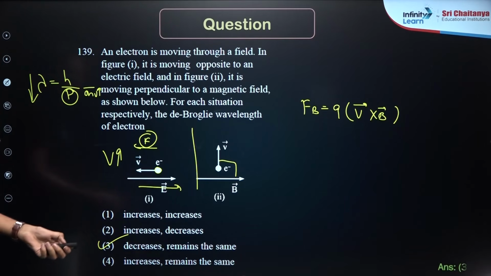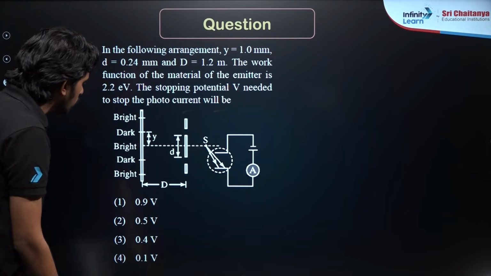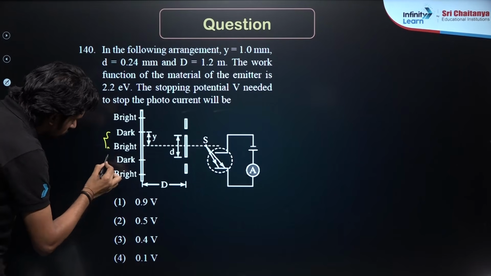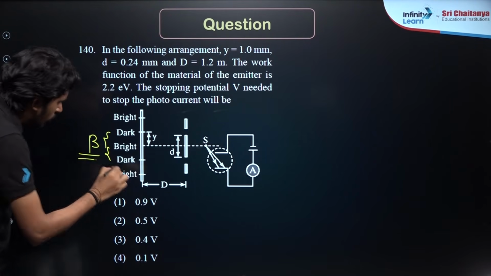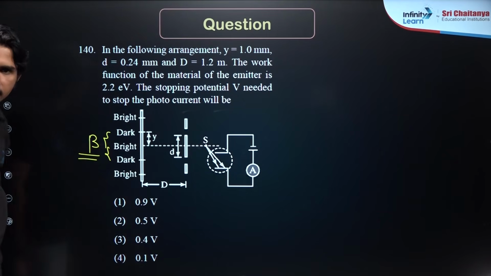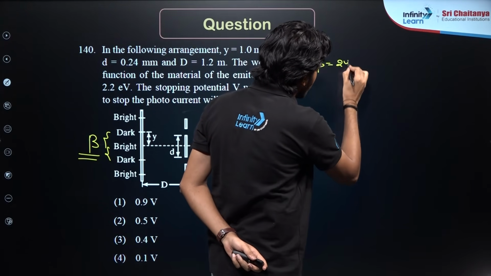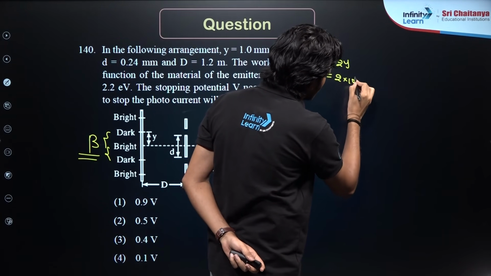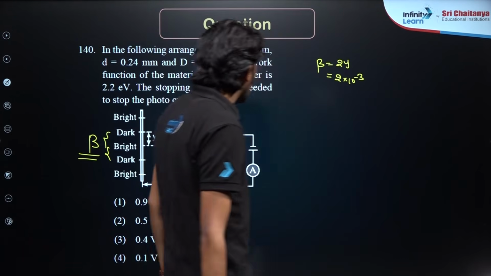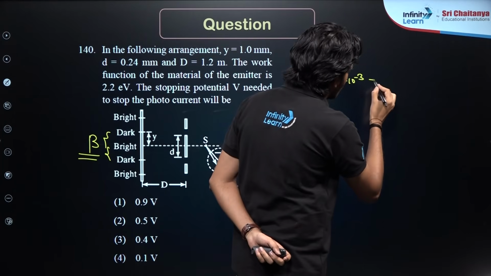So option 3. Then the next problem is, in the following arrangement, y equals 1 mm, d equals 0.24 mm and D equals 1.2 meter. So y is basically what? If I say twice of y, that will be beta, the width of a fringe. Because what is fringe width? Distance between two dark fringes or two bright fringes. So beta is twice of y, which is 2 into 10 raised to minus 3 meter, since y is 1 mm.